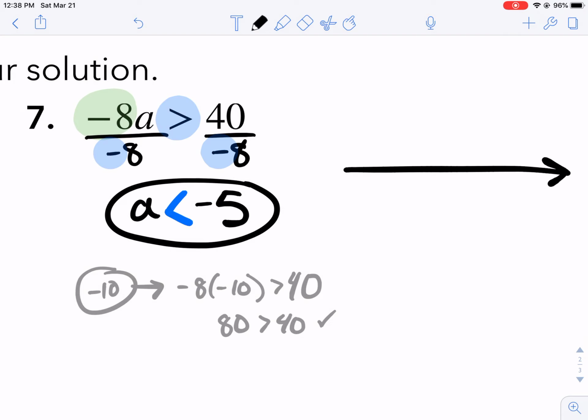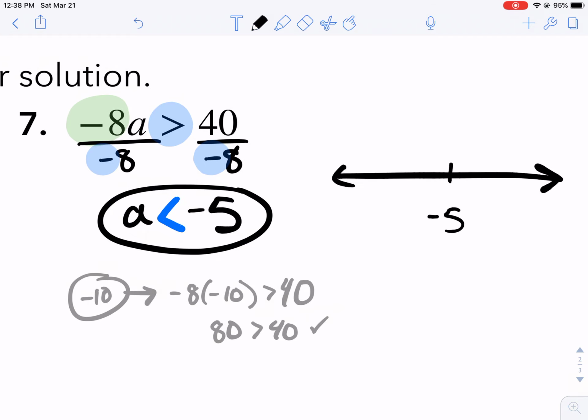Let's go ahead and plug that into our graph. We solved that a is less than negative 5, so we'll put negative 5 here, negative 6, negative 4, and it's not equal to, so we have an open circle, and we know that negative 10 works, so we're going to draw our graph down towards negative 10.